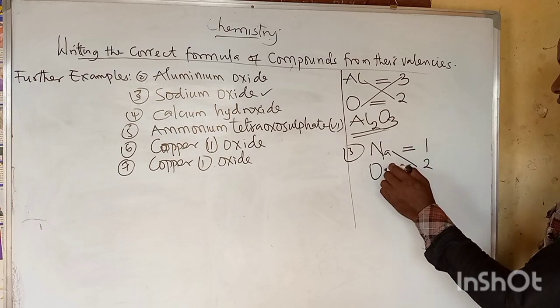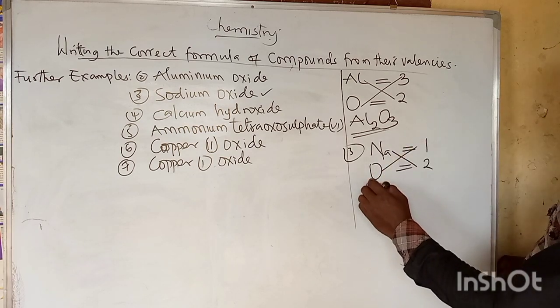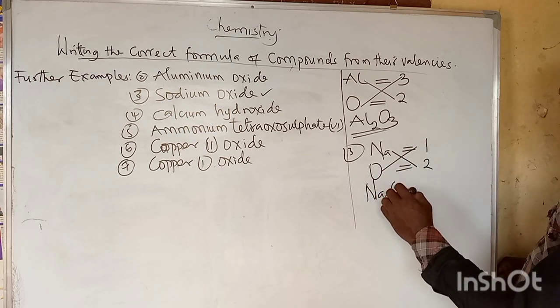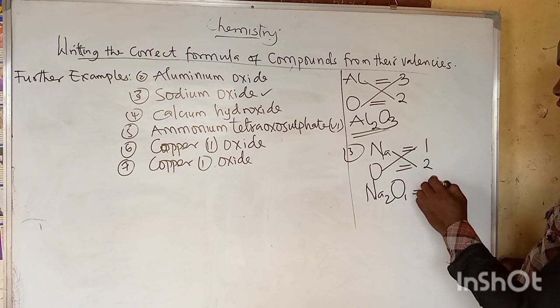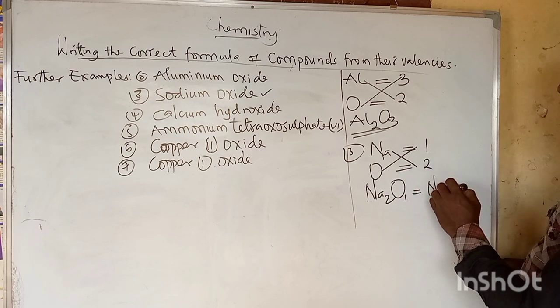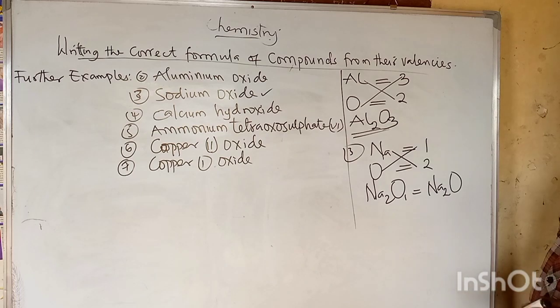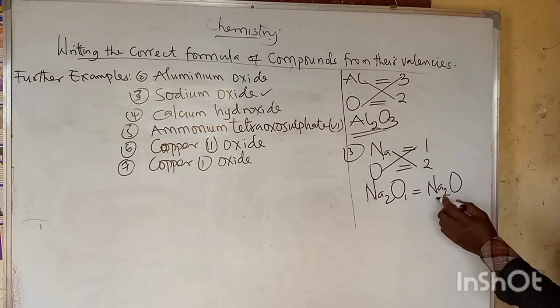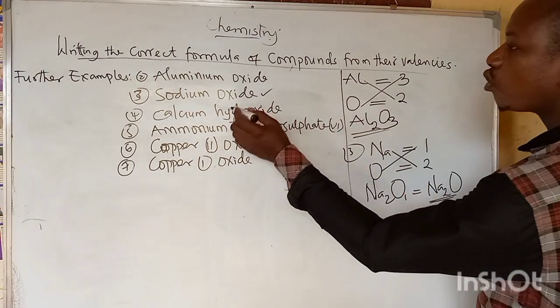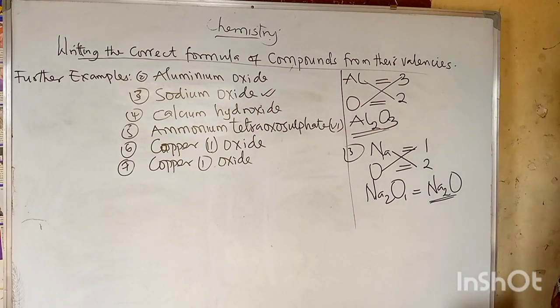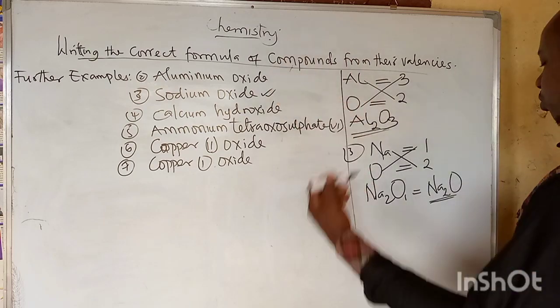This one will take the valency of this one, and so on. So sodium takes 2 and oxygen takes 1. Like I have told you, 1 here is insignificant. So this is the correct formula of sodium oxide.